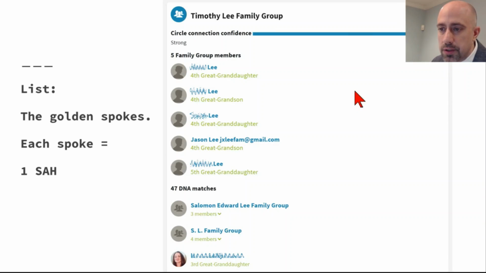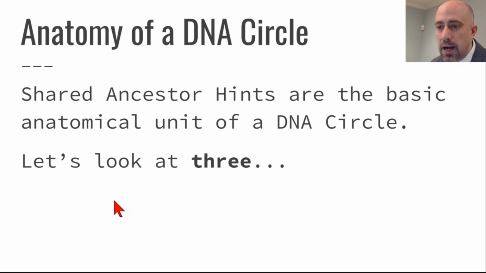As you move even deeper into the DNA circle, you'll find a list of matches. Each of these matches represents a spoke, one of those golden spokes within the DNA circle. Each of these matches represents one shared ancestor hint. I like to think of DNA circles as a collection of shared ancestor hints for a specific ancestor, and you might also think of shared ancestor hints as the basic anatomical unit of a DNA circle. So with that in mind, let's look at 3 shared ancestor hints.